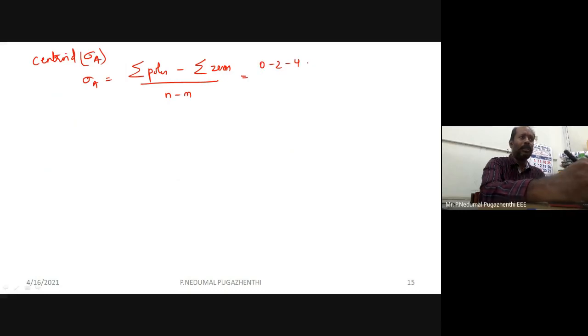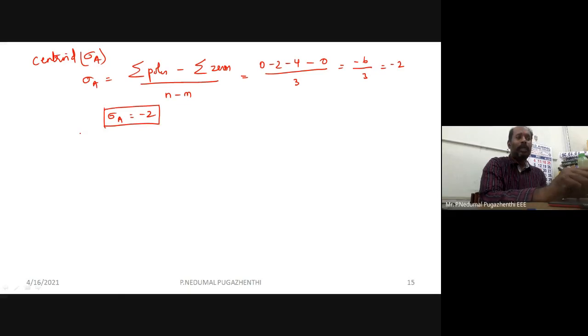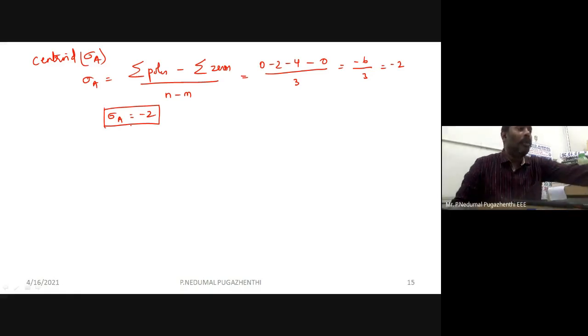If you add all these, and you don't have any zeros, divided by the number of poles minus the number of zeros, you have minus 6 by 3, which is equal to minus 2. So sigma A is equal to minus 2, which is the centroid. So we have found both the centroid and the angle of asymptotes. So what do we have to do?